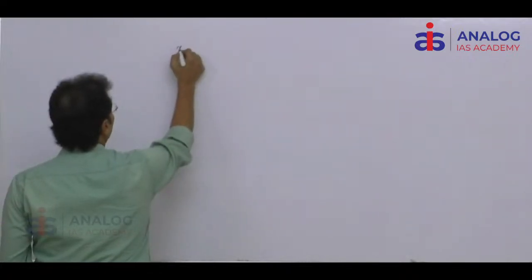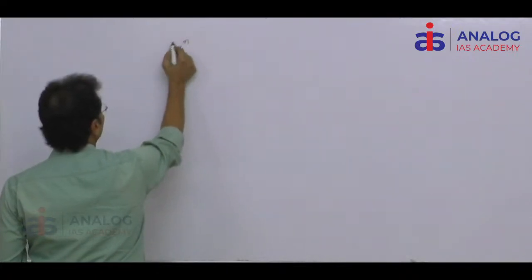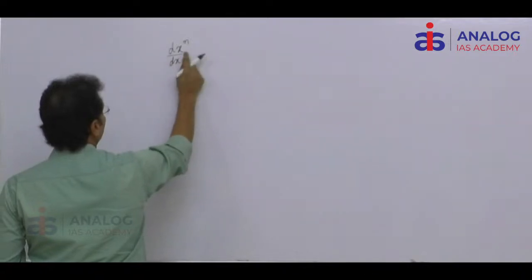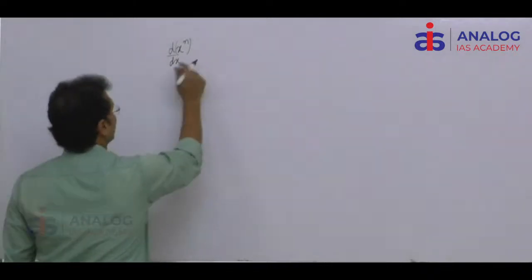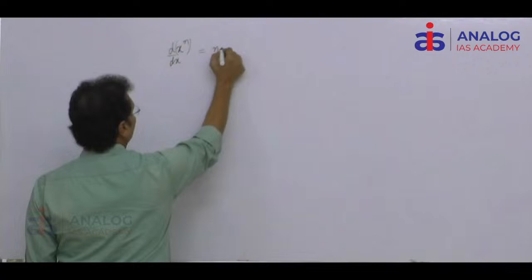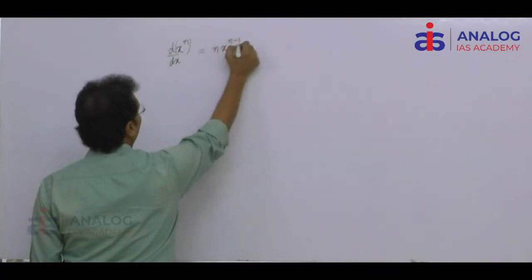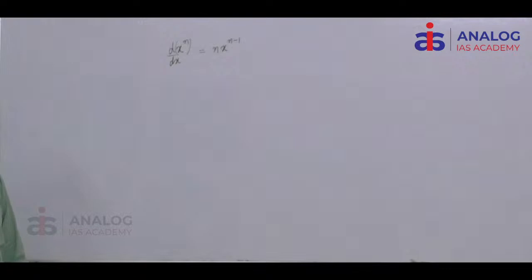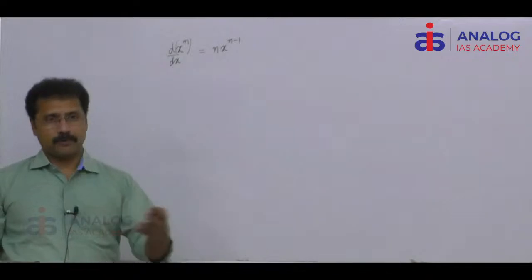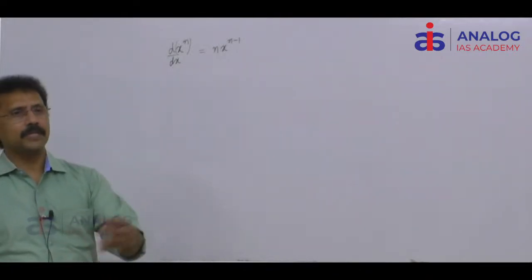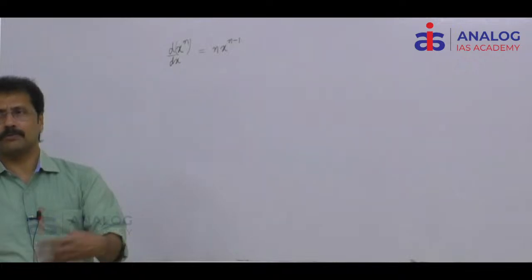Suppose I have x power n, differentiation of this with respect to x. In fact, generally we are supposed to write it as f of x, the differentiation of f of x with respect to x, but people keep writing in their own ways. This is nothing but n into x power n minus 1. And of course the differentiation of a constant is always 0, because there will not be any changes in that. Since there are no changes, the differentiation with respect to x would be 0.